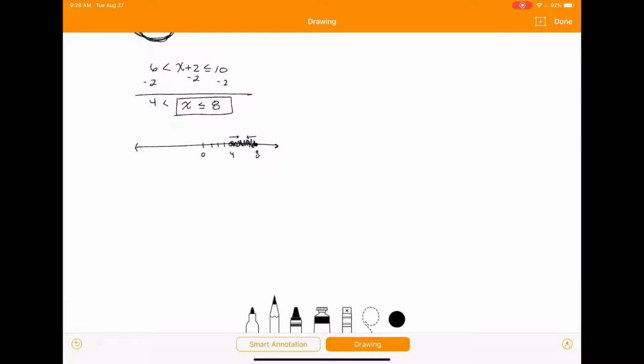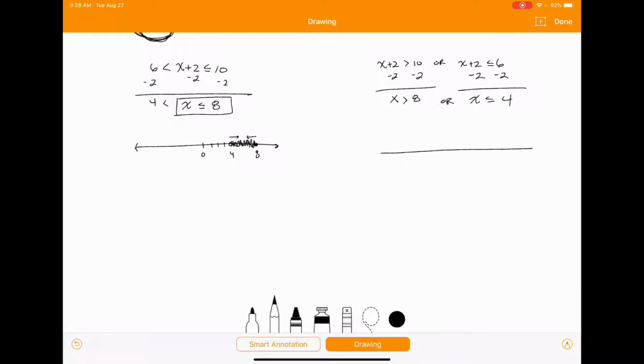Now, another form of a compound inequality might be something like this, where you've got x plus 2 is greater than 10, or x plus 2 is less than or equal to 6. Now you're just going to solve these individually and then we'll graph them at the end. So minus 2, x is greater than 8. Minus 2, x is less than or equal to 4.